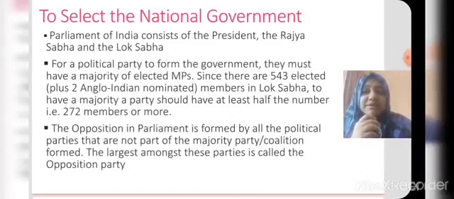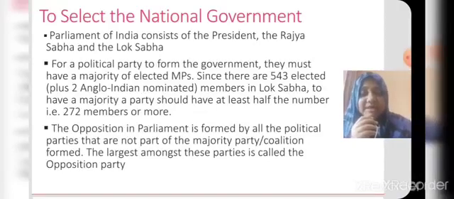The opposition in parliament is formed by all the political parties that are not part of the majority party. Coalition formed, the largest among these parties is called the opposition party. All those people who do not belong to the ruling party are denoted to be a part of the opposition. I'm talking about all those MPs who do not belong to any ruling party. They become a part of the opposition party. Okay, and all the opposition parties come together and become the whole of the opposition in the House of Parliament.